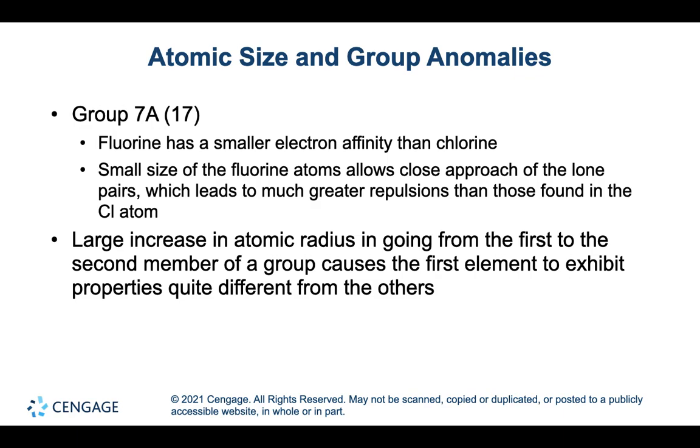We tend to see a larger increase in atomic radius going from the first member of a group to the second than from the second to the third. So we see a more dramatic difference in atomic size at the top of the table than we do as we go on down. Things tend to get more similar as you go down the chart, and more different between the first row and the second row of a particular group.